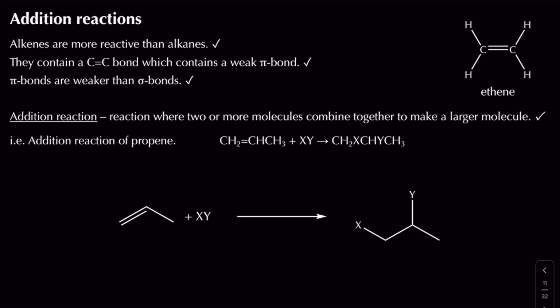So in this video, we're going to be looking at reactivity of our alkenes. We're going to look at the three different types of addition reactions: halogenation, hydration, and then hydrogenation as well. Now, when we look at alkenes, they're going to be more reactive compared to our alkanes.